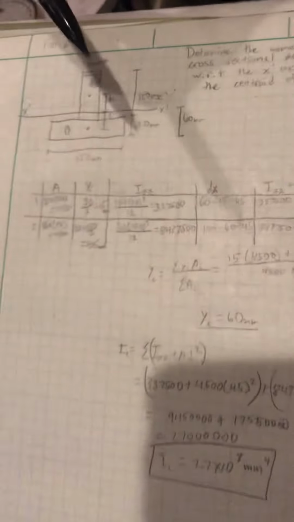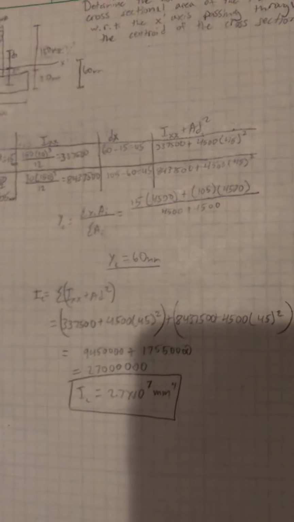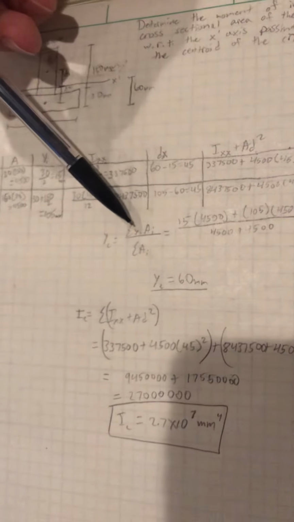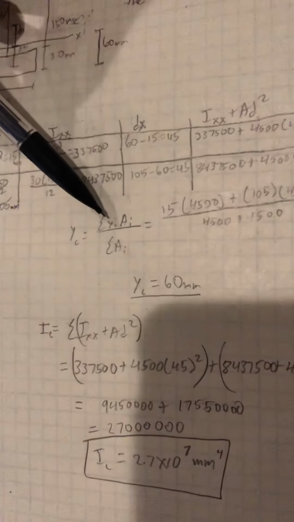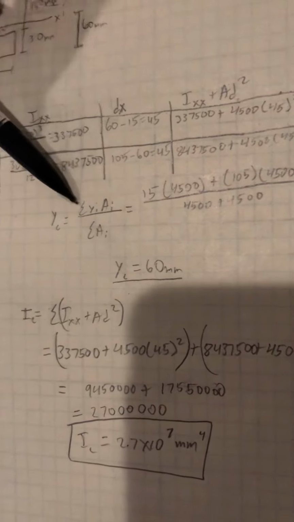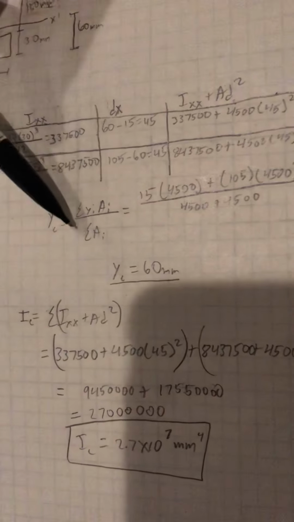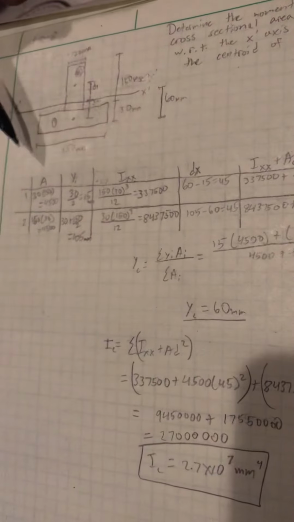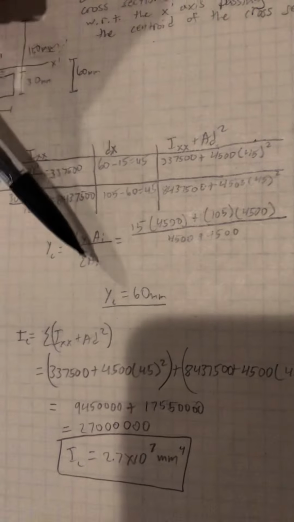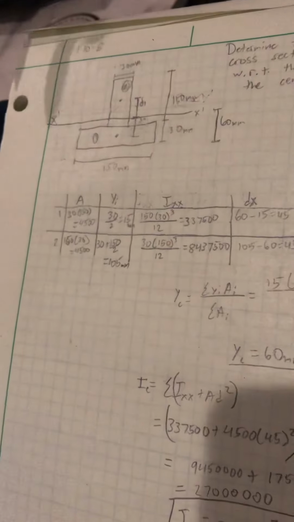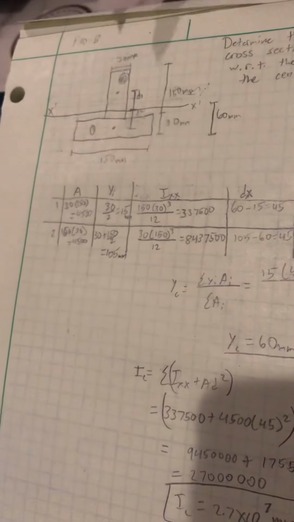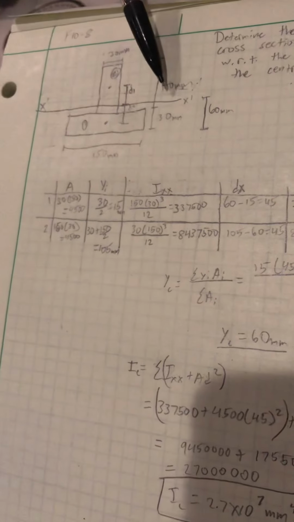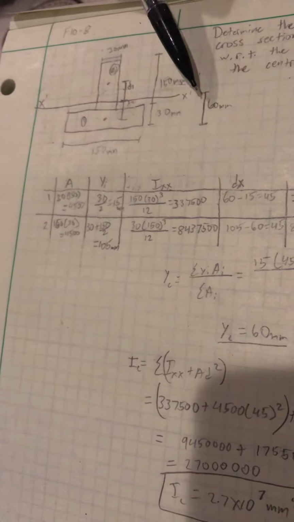Then I found the centroid of the shape. So if you remember to find that, it is this formula right here. So the sum of yi times ai divided by the sum of ai. So I just plugged in those values from our table right here, which gives us 60 meters. So that is where our centroid in the y direction gives us the centroid of the shape at 60 meters.